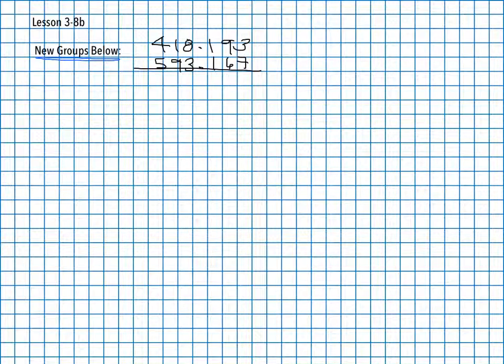So I'm going to, 3 plus 7 is 10. I'm going to carry my 1, and I'm just going to put that right on the line. 9 plus 6, well, it's easy to, I'm going to add the 1. 10 plus 6 is 16. Carry my 1 right there. 1 plus 1 plus 1 is 3. Bring my decimal point down.